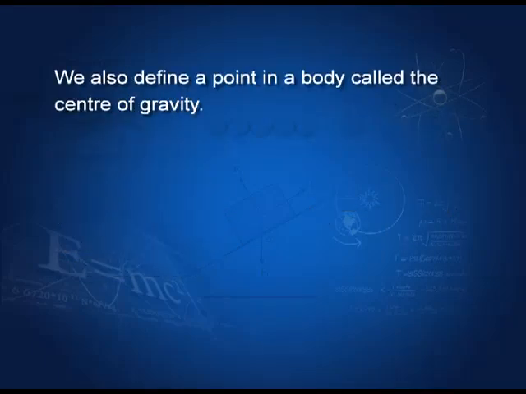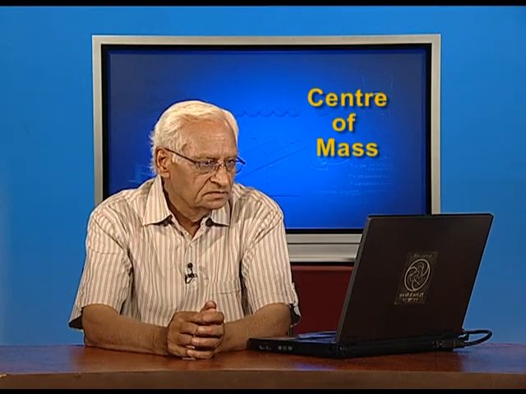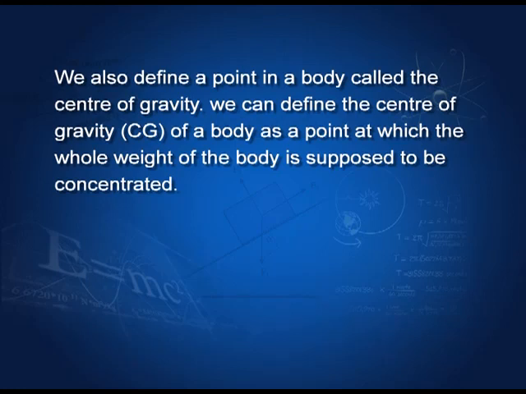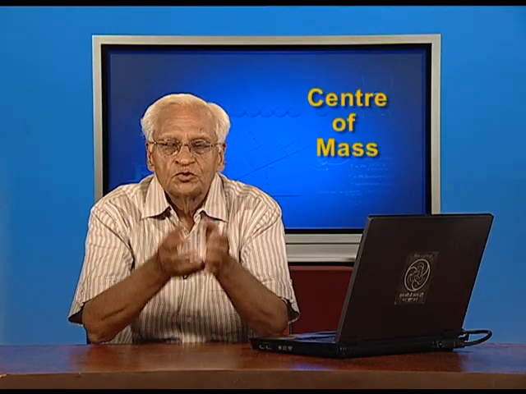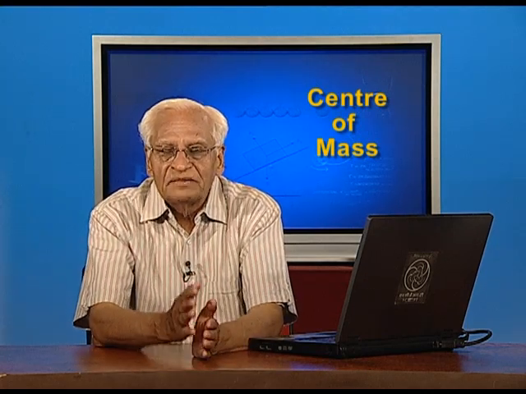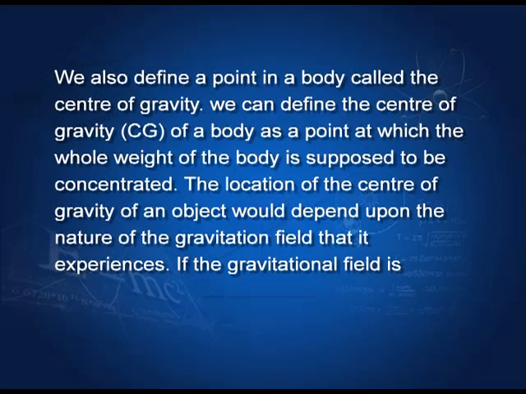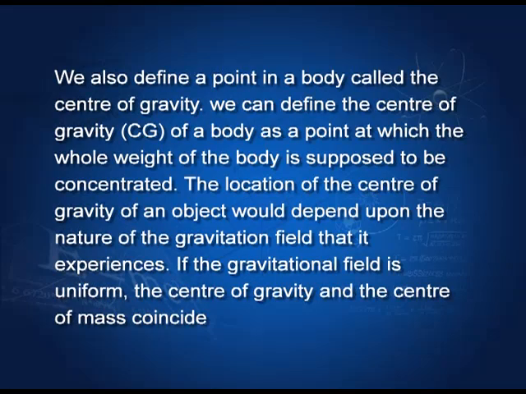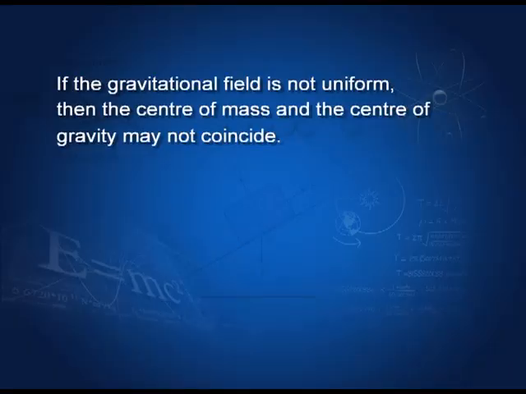We also define a point in a body called the center of gravity. You must have come across this term in your books. Center of gravity is defined as the point where the whole weight of the body is concentrated. Students usually find it difficult to relate these 2 points. So, for simplicity, let me say this: if the gravitational field is uniform, then the center of gravity and the center of mass coincide. If the gravitational field is not uniform, then the center of mass and center of gravity are not at the same point.